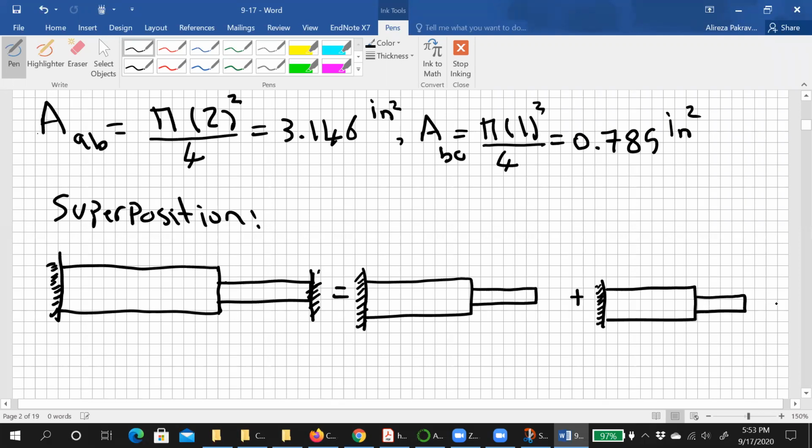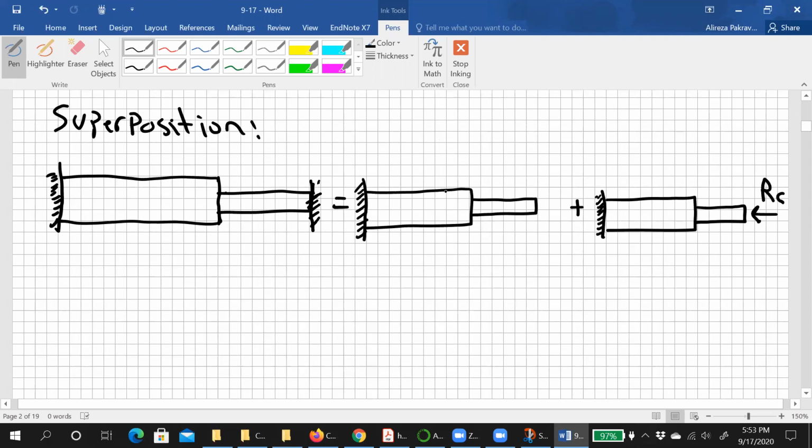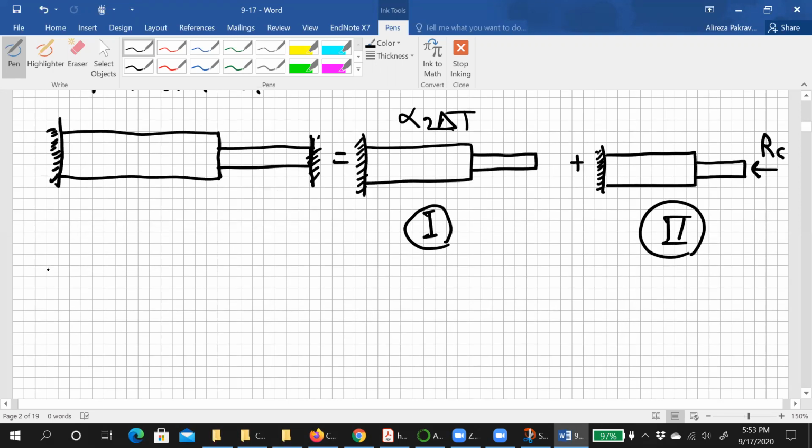So let's see, for this case, we just use RC. So in general, we want to find the reactions. Reactions would be RA. Let's see, RC here, right? And for this case, this is called structure number 1. This is structure number 2. So we have alpha, delta T, and this one just find based on these external forces, right? So let's start structure number 1 together.